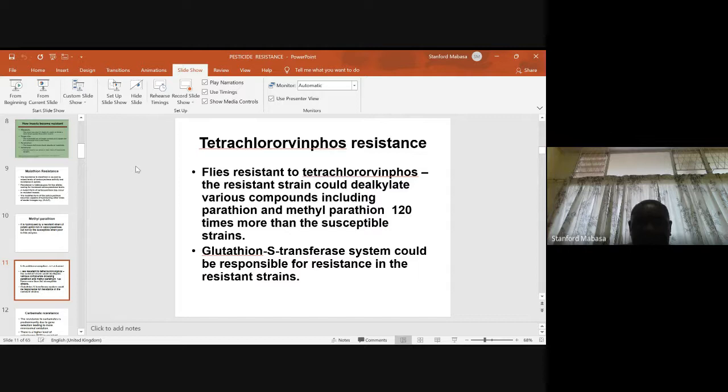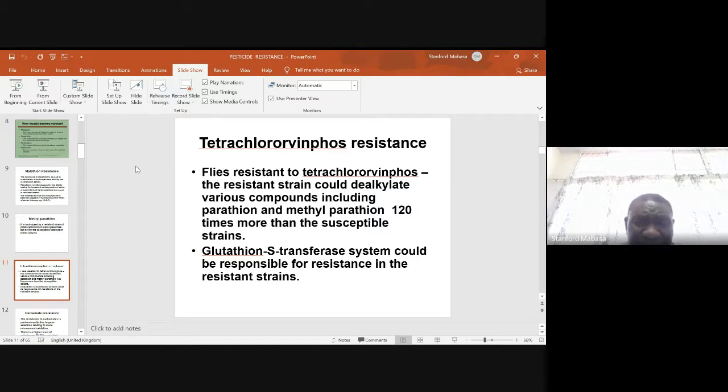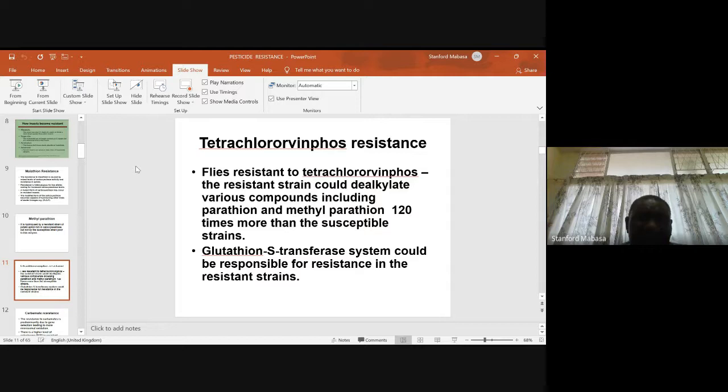Now, another enzyme which could also facilitate the breakdown of tetrachlorvinphos could be glutathione S-transferase, which could be responsible for the resistance in the resistant strains.